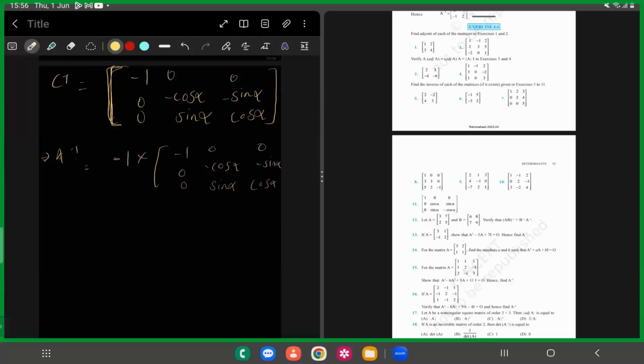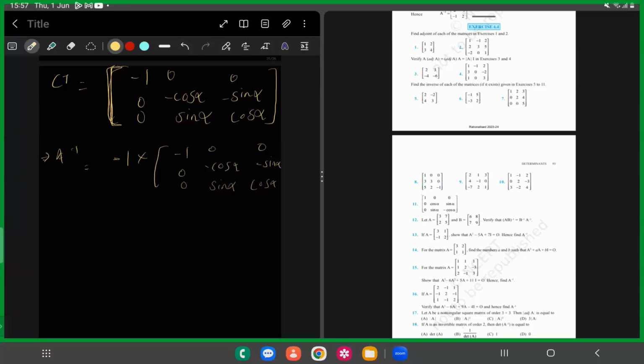For question number 12, you just have to find A inverse and B inverse separately, and verify the property, that is AB inverse is equal to B inverse and A inverse. Firstly, you will find the AB matrix, which would be a 2 by 2 matrix, and after that you will find its inverse matrix, like how we usually find the inverse of a matrix.